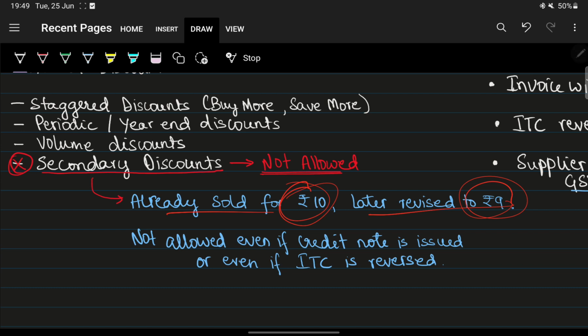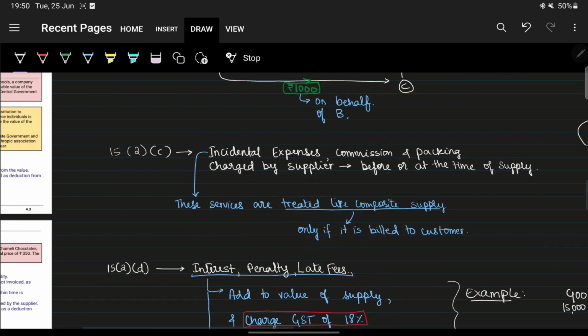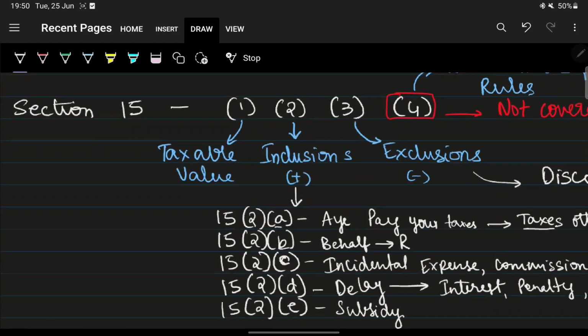Okay, that time you will have to charge GST on this 10 rupees only. Even if that supplier issues a credit note, even if that ITC is reversed by the recipient, nothing comes of it. Secondary discounts are not allowed. Meaning, if the sale has already taken place and there is any revision in price, that kind of discount is not allowed. Okay, clear? Next, we'll just go up and I'll give you a summary.